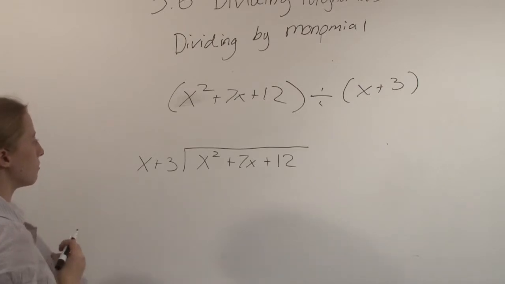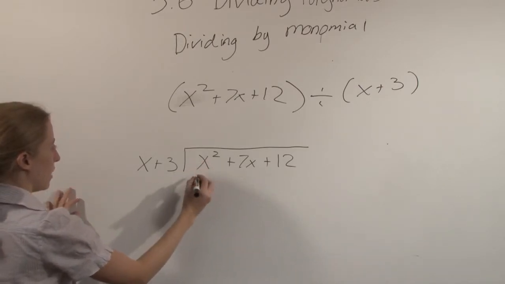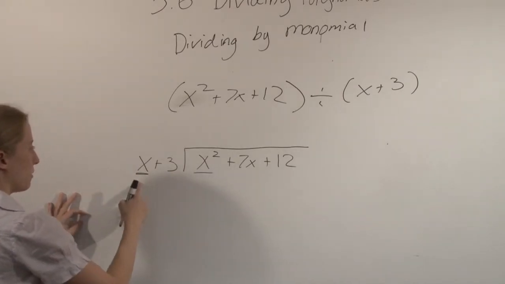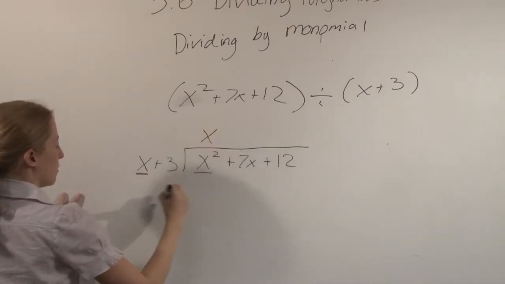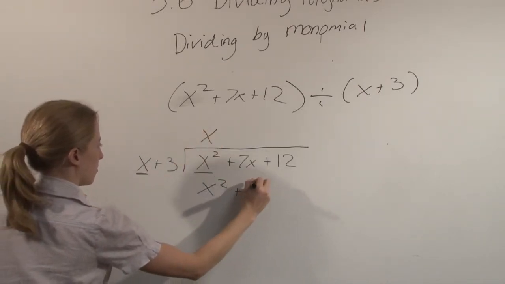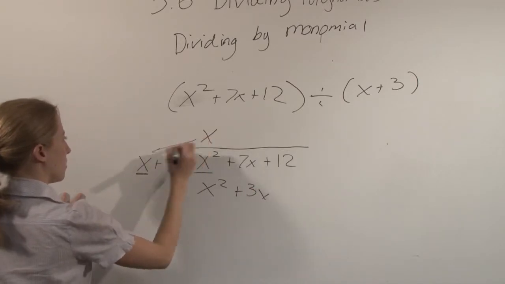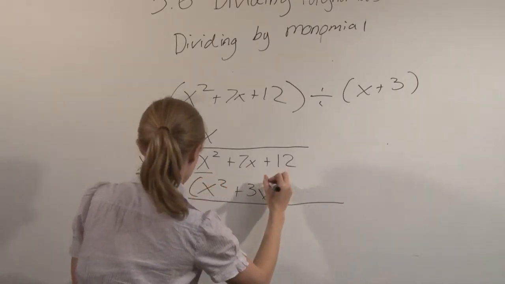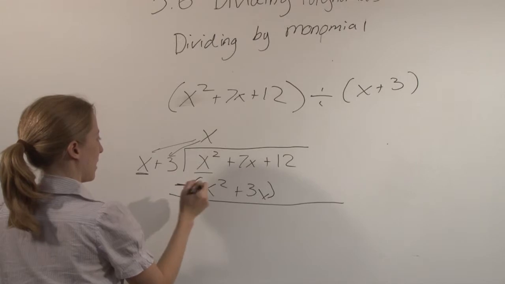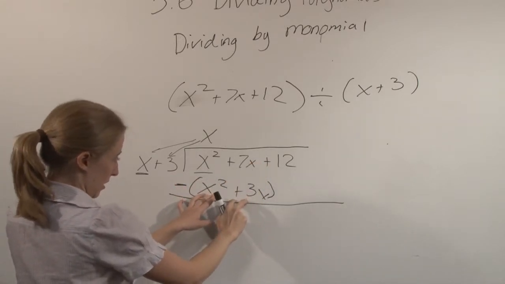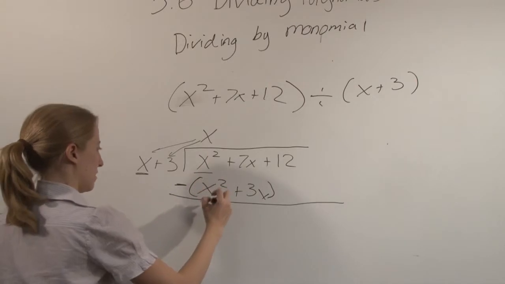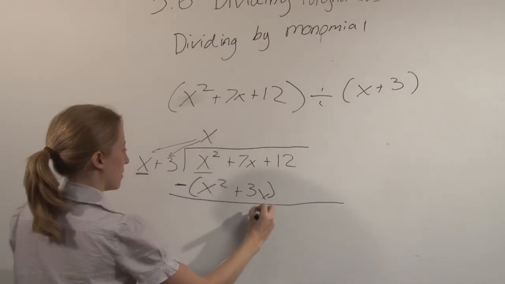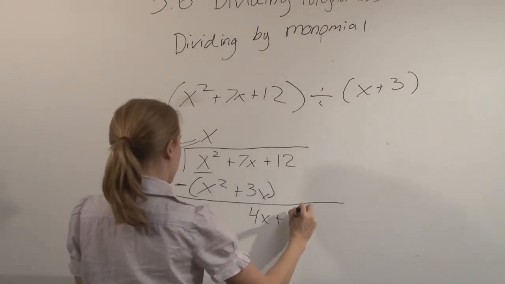Now I'm only going to focus on the leading term. I want to multiply this by something that will give me x squared. So I'm going to multiply this by x. That's going to give me x squared plus 3x if I multiply both of these by x. Now, this is the tricky part where people tend to get things backwards. You are subtracting all of the terms here from this. So x squared minus x squared is 0. 7x minus 3x is 4x. Now I'm going to carry down that 12.